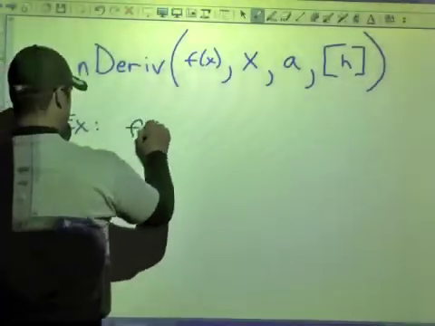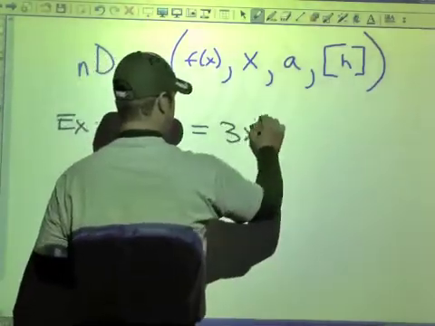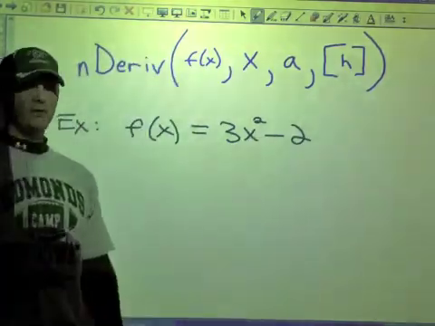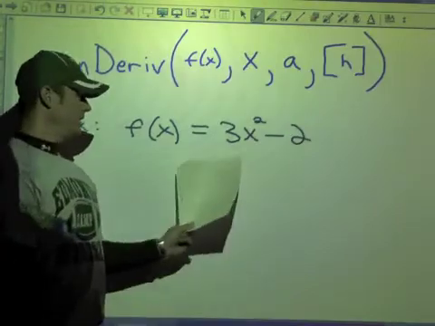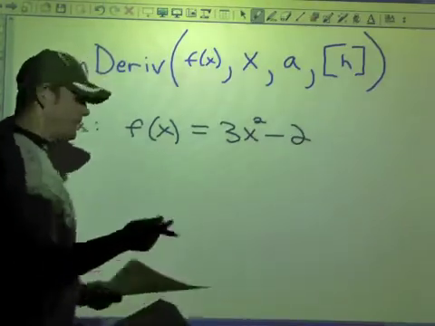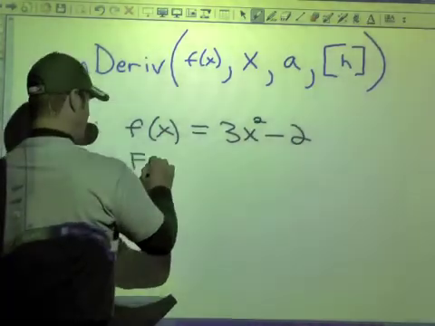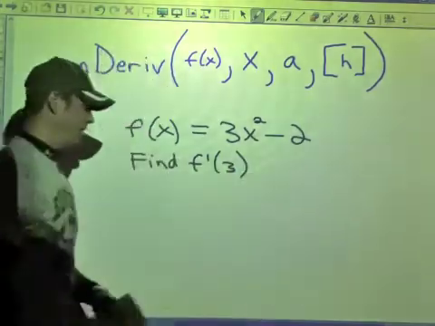So let's say the problem is to find the derivative of this function. So the function is 3x squared minus 2. Now to find the derivative, we could find the general derivative by using the limit formula. And again, that's fun and exciting. But let's say all we really care about is we want to find the derivative at 3. So we want to find f prime of 3.